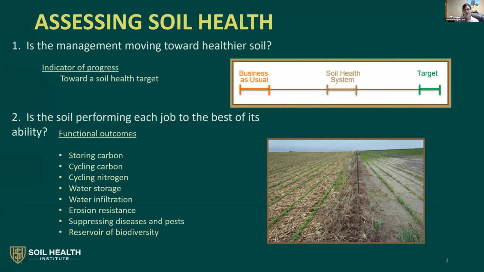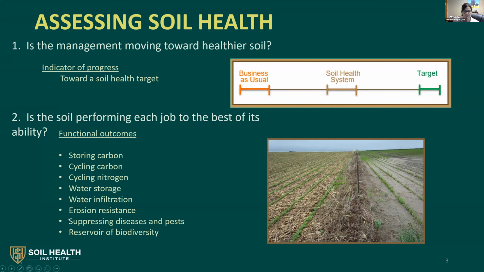So some of these functional outcomes we might want to measure include storing and cycling carbon, storing and cycling nutrients, storing and cycling water. Those are the ones that I always think about, but also resistance to erosion. I noticed in one of the Q&As, there was a question about aggregate stability and its relationship to soil erosion. And so these are a lot of these indicators that we measured.